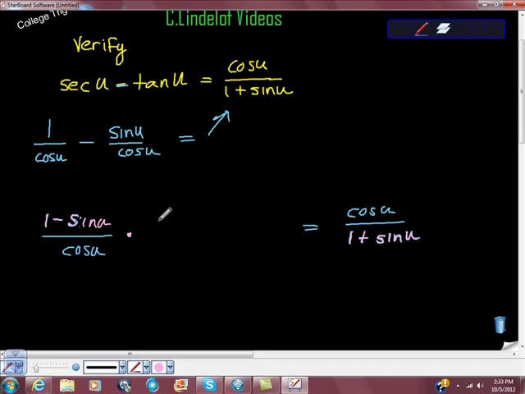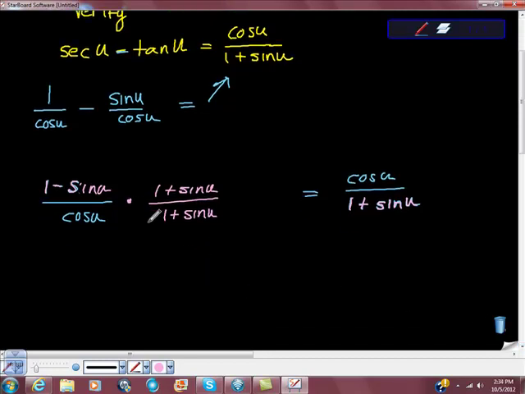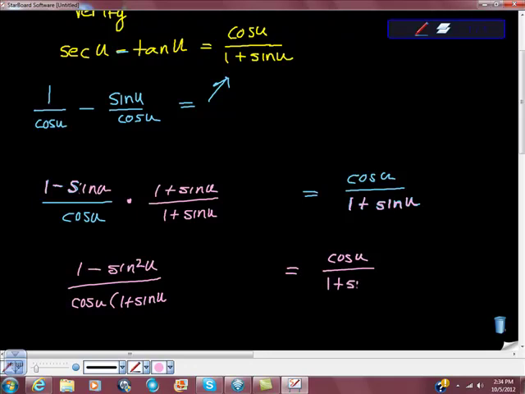So this is 1 minus sine u, so I'm going to multiply by 1 plus sine u over 1 plus sine u. This thing over itself is just 1. When I do this, I get difference of squares here, and I get 1 minus sine squared u all over, and I'm going to leave it for a second, cosine u times 1 plus sine u. I'm not going to distribute that in. The only time I distribute anything in is when I'm sure I'm going to get something out of it, and I can't see yet what I'm going to get, so I'm going to leave it that way for a minute.